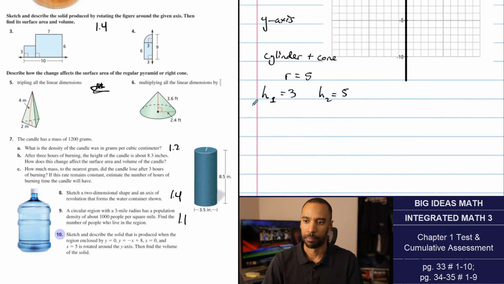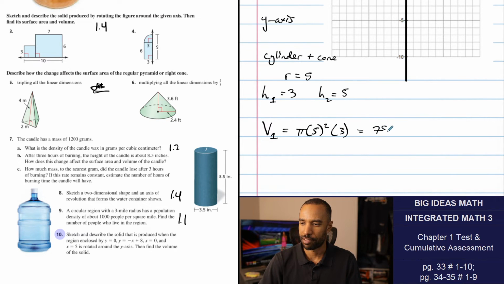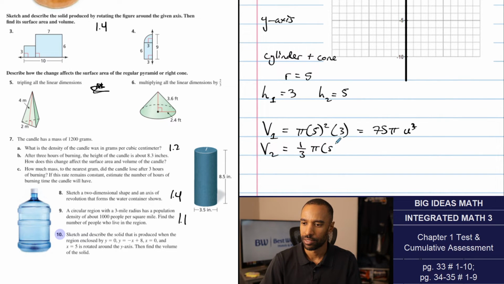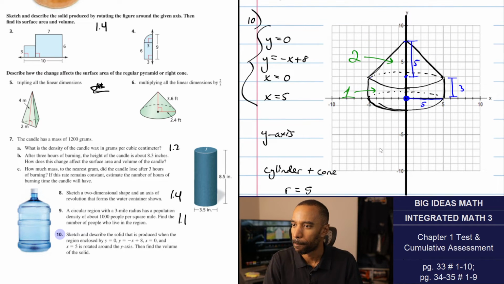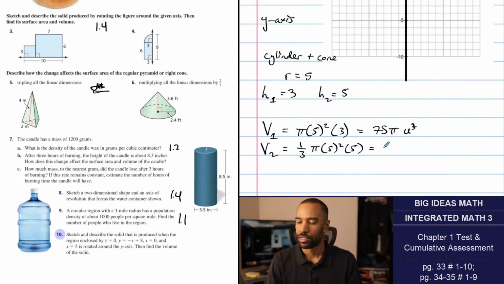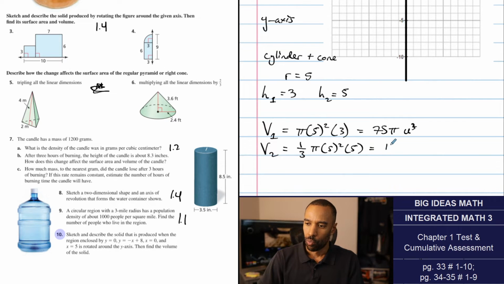Okay, volume of object 1. Volume of object 1 being the cylinder is area of base, pi r squared, times height, which is 75 pi cubic units. Volume of object 2 is 1/3 area of base times height. Those are 5, right? Yup. Still the radius there. 125 thirds pi cubic units.